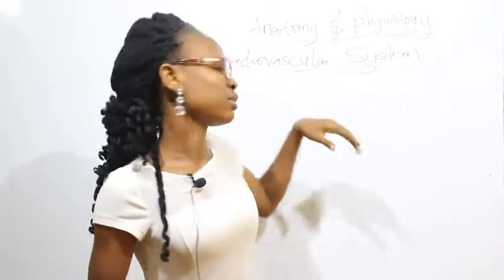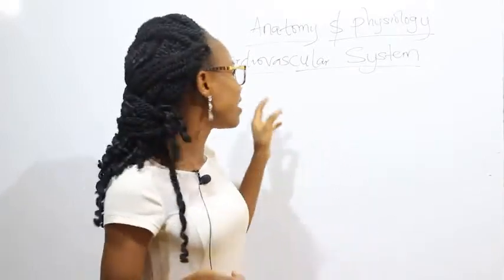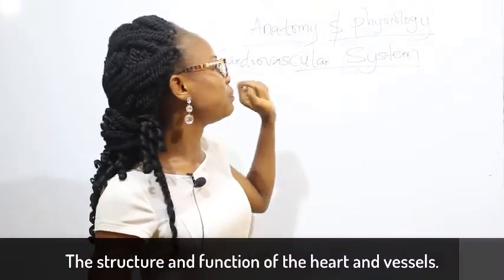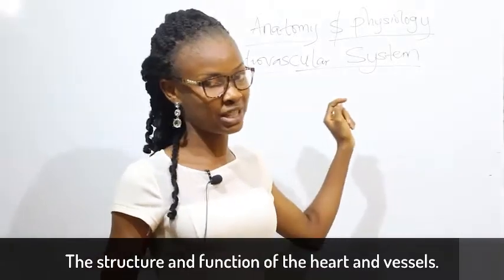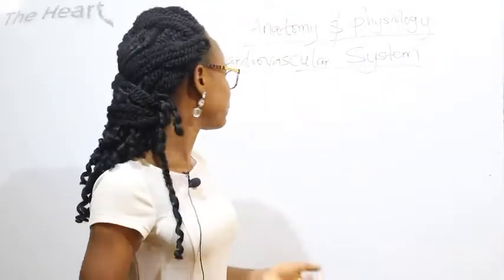What is the cardiovascular system? Cardio is from the Greek word cardia, and vascular has to do with vessels. So we have the structure and the function of the heart and vessels. That's it. Okay, we'll be looking at the heart.